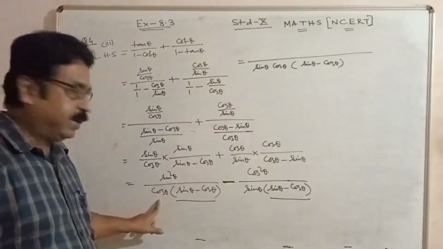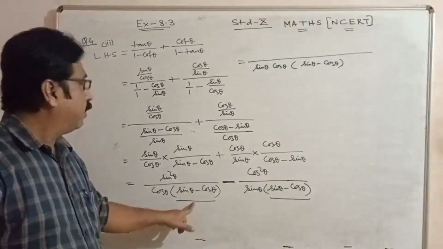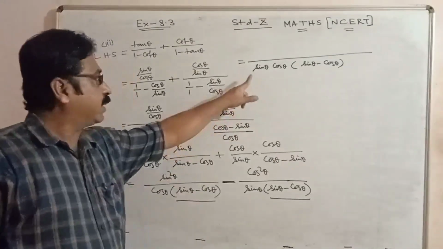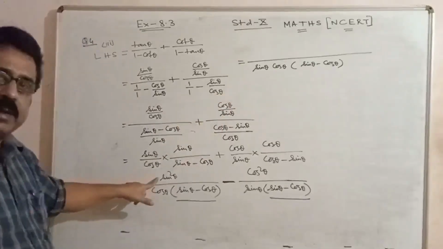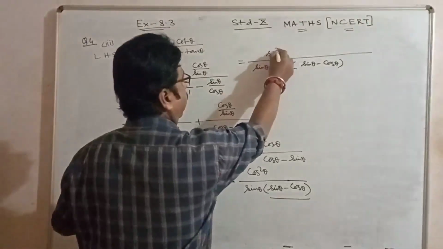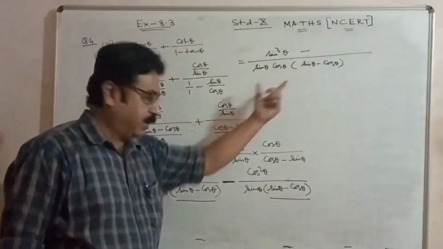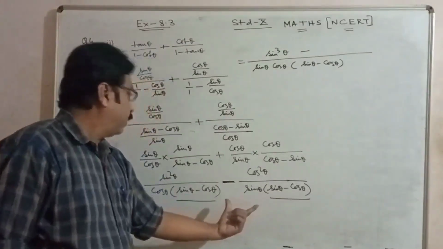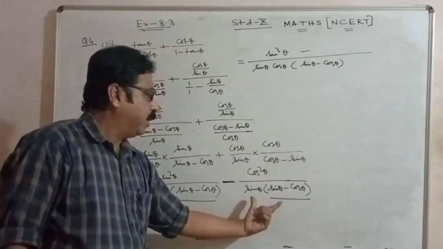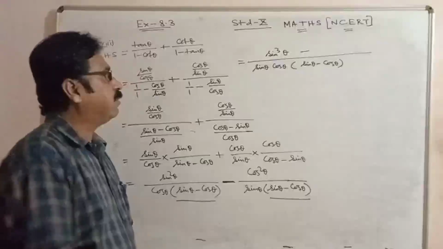Cos will be cancelled, sin minus cos will be cancelled. Only sin will be left. This sin theta into sin square theta means sin cube theta. Now this part upon this part, cos theta will be left into cos square theta means cos cube theta.